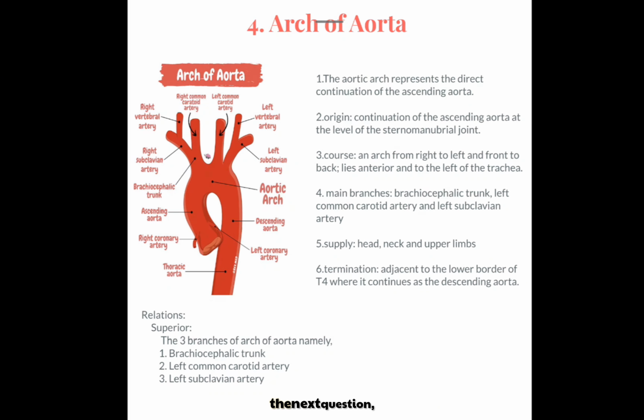Now moving on to the next question, arch of aorta. So the aortic arch represents the direct continuation of ascending aorta. We all know the ascending aorta, it then continues as arch of aorta, and then the arch of aorta goes down as descending aorta. So origin, continuation of ascending aorta at the level of sternomanubrial joint. So ascending aorta continues as arch of aorta.